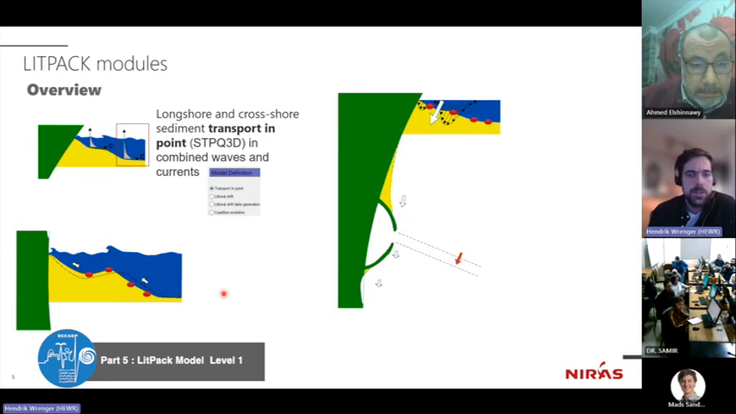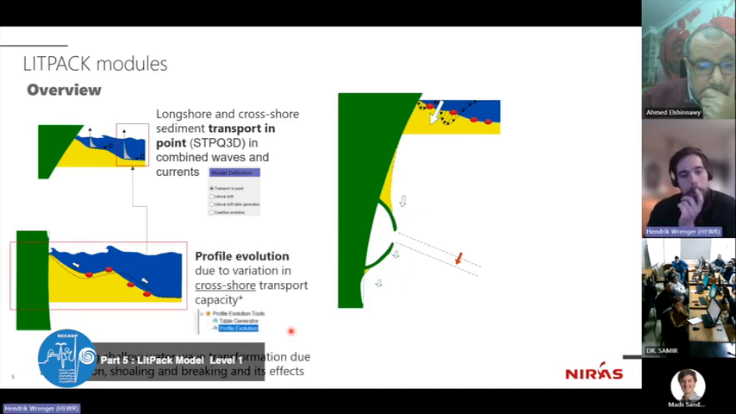Then here at the bottom, we have the profile evolution displayed. So that's the tool that can be found in the LitPack toolbox. And the profile evolution models the cross-shore transport, indicated by the two white arrows here, and then the profile evolution due to the variation in cross-shore transport.